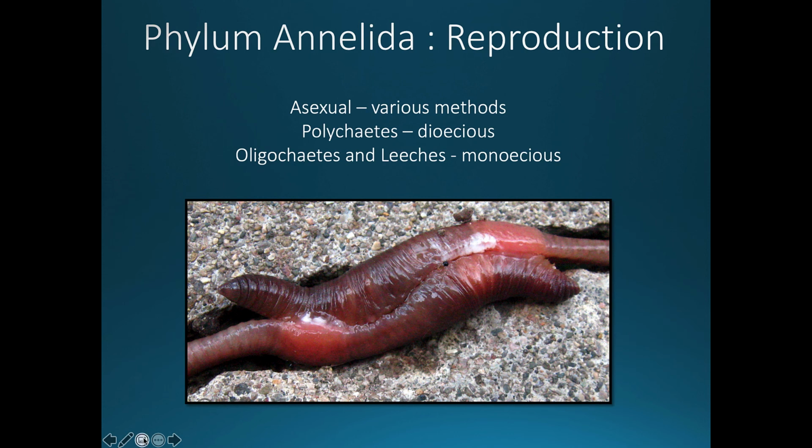The annelids have a very wide variety of ways that they reproduce, depending upon the type that you're looking at. They can reproduce asexually by various means, including fragmentation, like we saw with the Platyhelminthes, and also by parthenogenesis. Some of the worms, like the polychaetes, are dioecious, meaning that they have separate male and female organisms. However, oligochaetes and leeches, when they reproduce sexually, are monoecious, meaning that each individual has male and female reproductive structures.